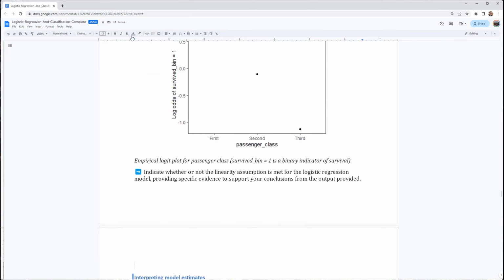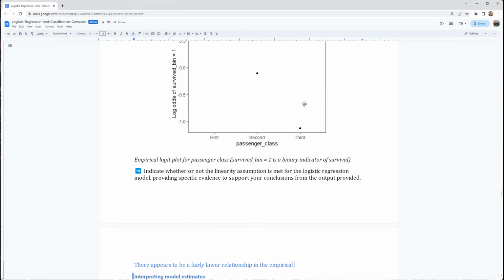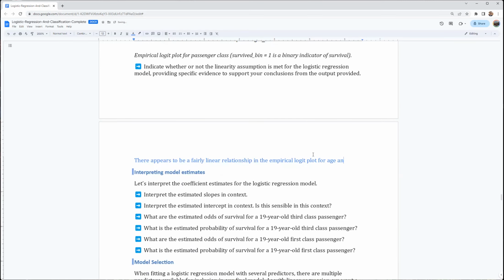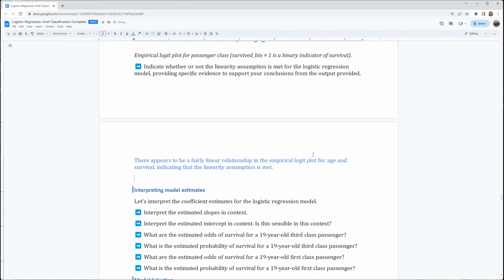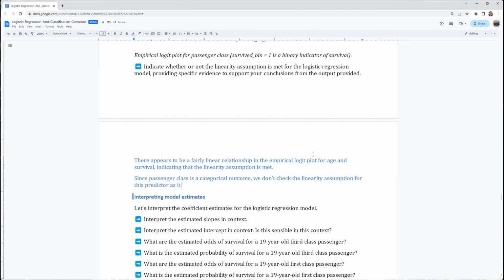So I'll write that down. There appears to be a fairly linear relationship in the empirical logit plot for age and survival, indicating that the linearity assumption is met. And I'll say since passenger class is a categorical predictor, we don't check the linearity assumption for this predictor as it is met by construction.